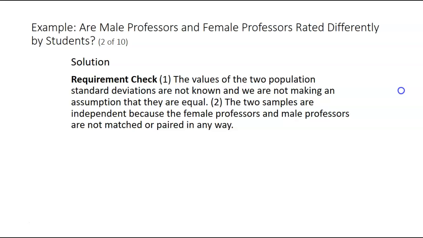As far as our requirements go, we can run through these quickly. The values of the two population standard deviations aren't known, and we don't assume that they're equal. The two samples are independent because they're not matched. The female and male professors aren't matched in any way.